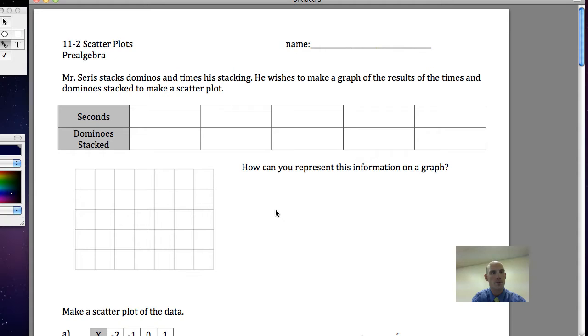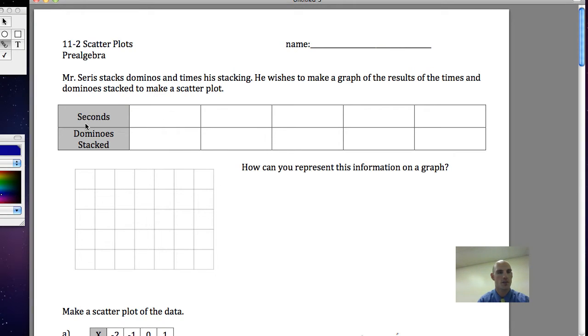I'm going to start out with a problem. It says Mr. Sarah stacks dominoes and times his stacking. He wishes to make a graph of the results of the times and the dominoes stacked to make a scatter plot. So I'm going to show that video of me stacking these dominoes, and I want you to see how many I stack, and we're going to plot the number of seconds, and then we're going to count the number of dominoes stacked.